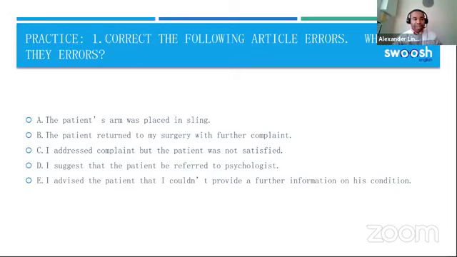So I'm just going to give you a minute or so to have a look at examples B, C, D, and E. Please share in the chat if you can work out what the mistake is in each case.